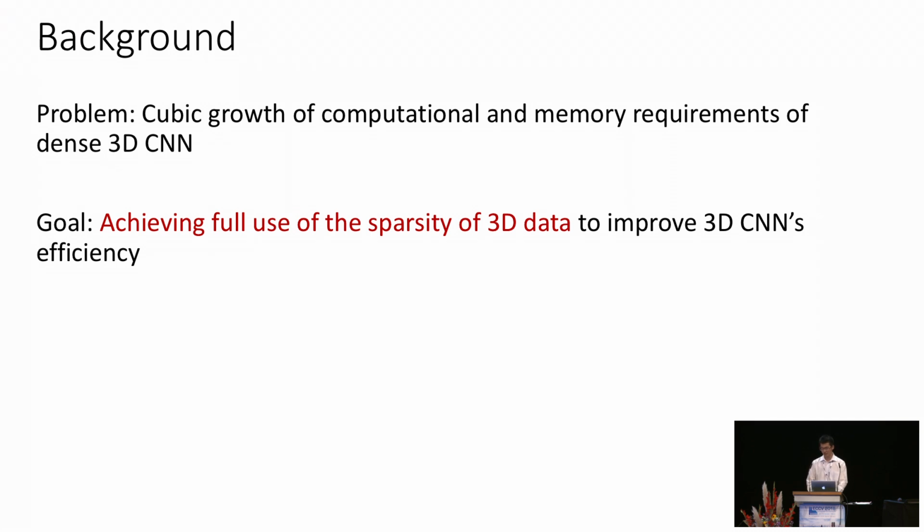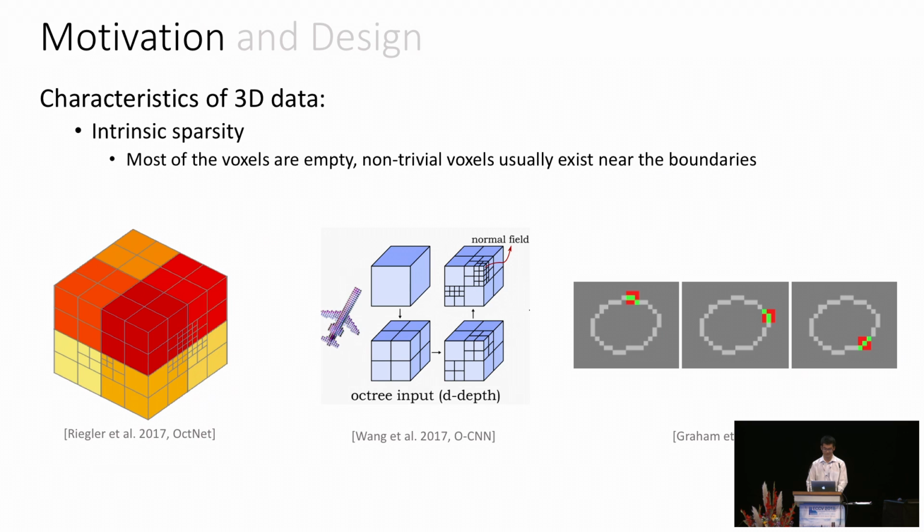So, improving the efficiency of 3D networks has been a long-standing goal over the last few years, and we attempt to achieve this goal by making full use of the sparsity of 3D data. Our work is inspired by several characteristics of 3D data. Firstly, the intrinsic sparsity of 3D data. Most of the voxels in 3D data are empty. Non-trivial voxels usually exist near the boundary of objects. This property has been exploited in several recent works such as ArcNet, OCN, and SCN.